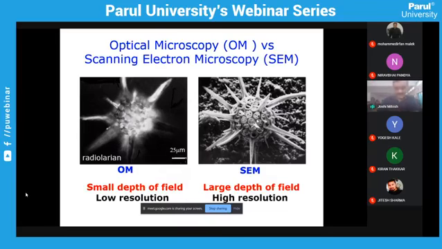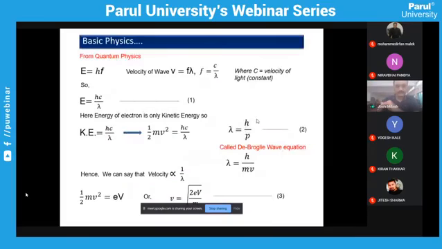The size of the object was around 25 micron. Now, what is the basic physics? As I said, you cannot use the optical microscope beyond a particular limit. So the basic, simple equations of physics give you the advantage. Let me briefly elaborate on this.